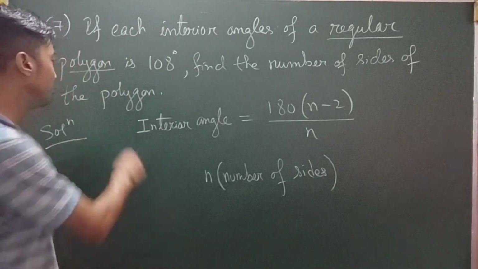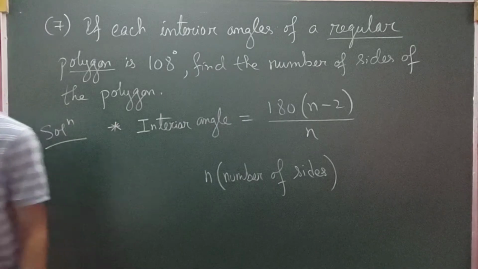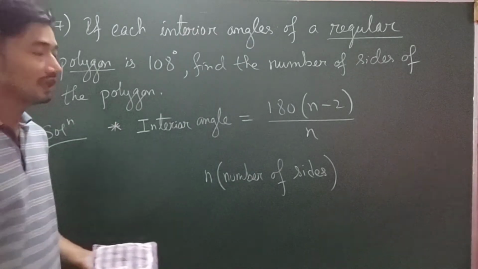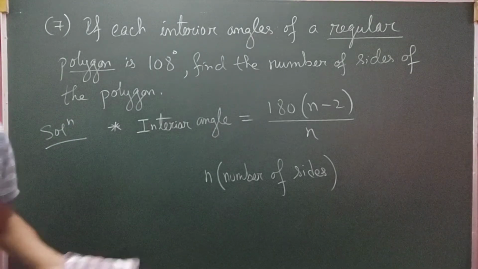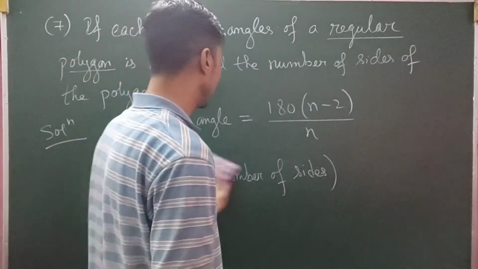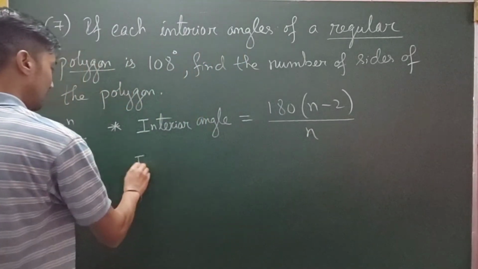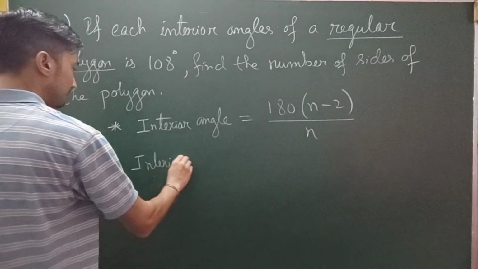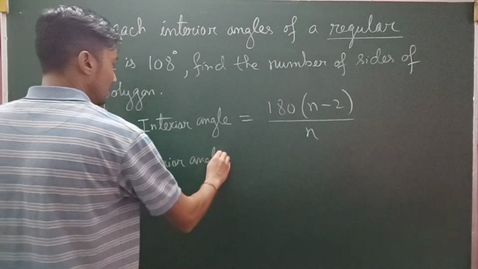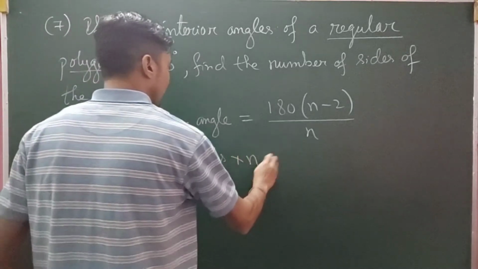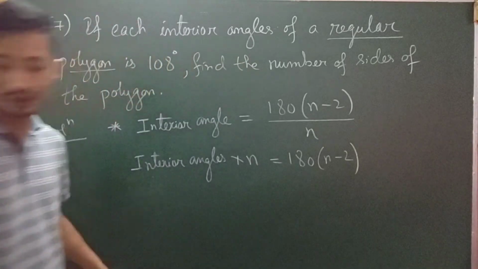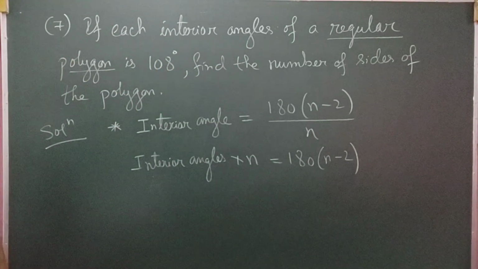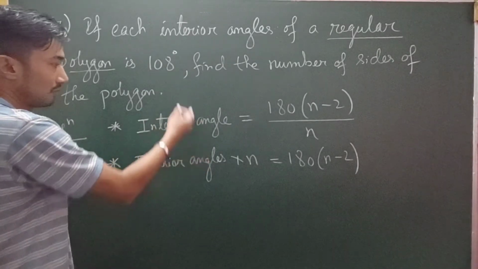So this is the formula, very important. With the help of this formula, we will be finding the number of sides. Or we can modify this, that is like this: interior angle into n equals 180 into n minus 2. This will be easier for you to calculate, because we don't know n. This is the same formula only.